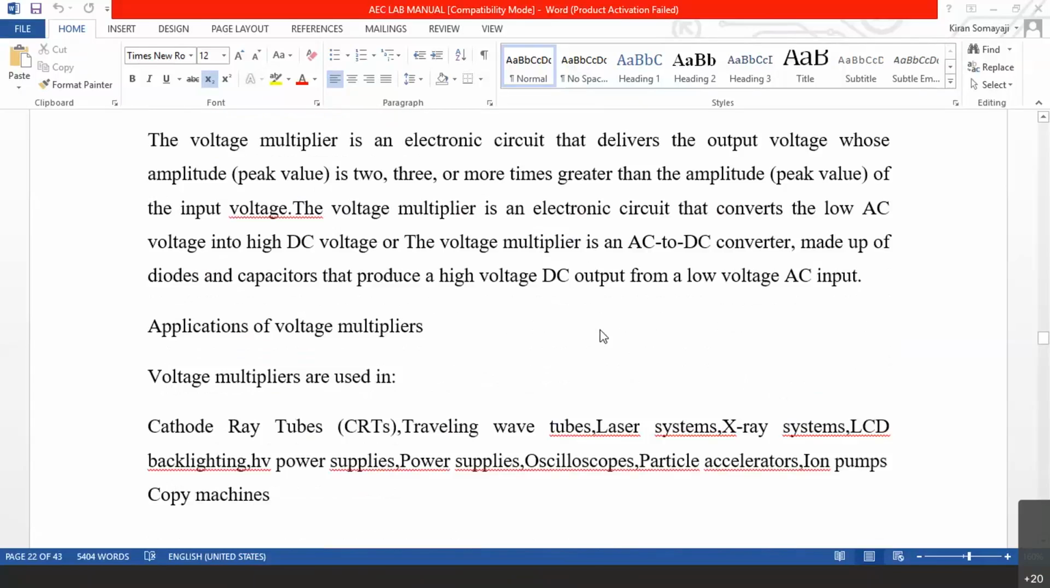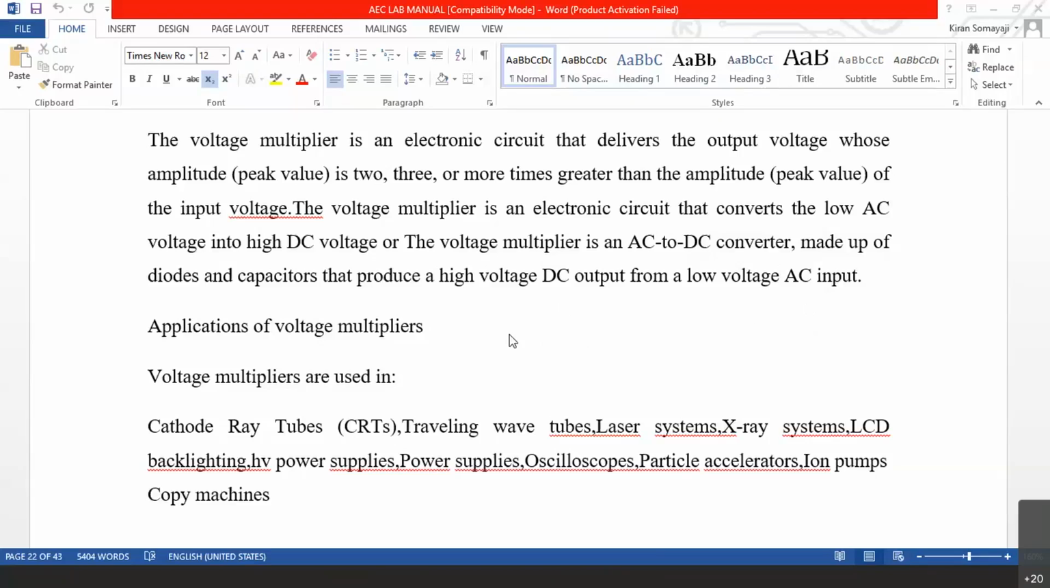A brief theory. The voltage multiplier is an electronic circuit that delivers the output voltage whose amplitude is 2, 3 or more times greater than the amplitude of the input voltage. The input voltage is AC. The voltage multiplier is an electronic circuit that converts the low AC voltage into high DC voltage, or the voltage multiplier is an AC to DC converter made up of diodes and capacitors that produce a high voltage DC output from a low voltage AC input.